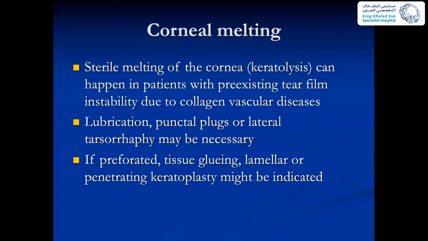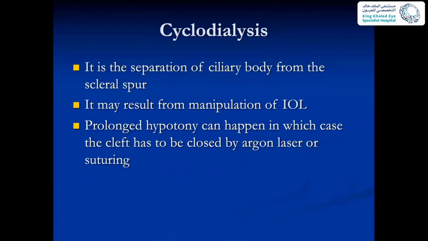Corneal melting can happen in patients with pre-existing tear film instability due to collagen vascular diseases. So we have to lubricate the patient well, or even put punctal plugs or do lateral tarsorrhaphy in the patient with severe dry eyes. If perforated, we need to glue it or have a patch graft to close this perforation.